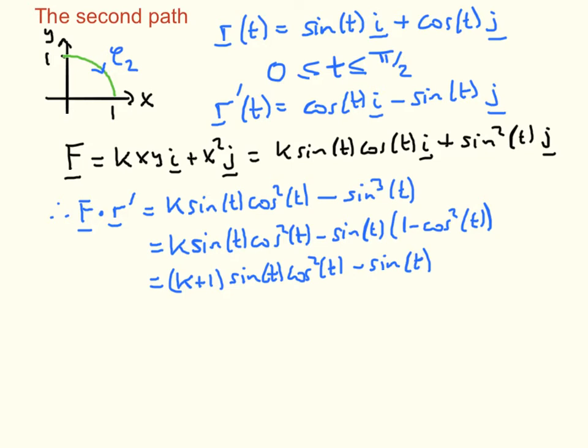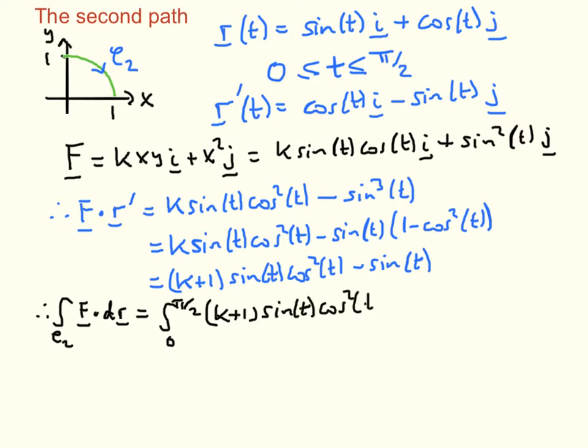So this tells us that our line integral over our path C2 here of f along this path is going to be the integral over our parameter 0 to pi over 2, and then it is kappa plus 1 sine of t cos squared of t minus sine of t. So that's just exactly what we had here, integrated with respect to our parameter t.